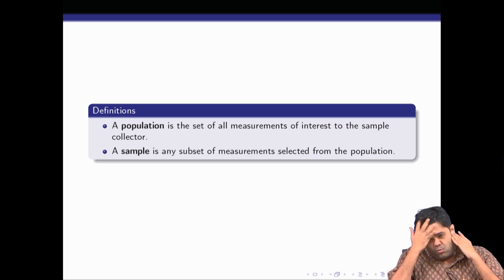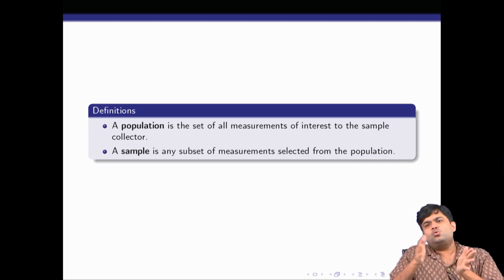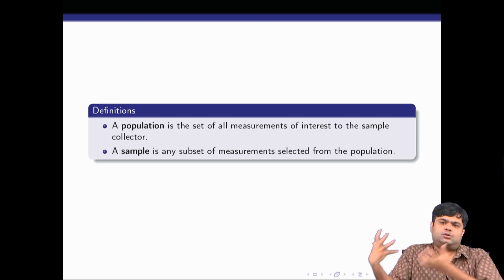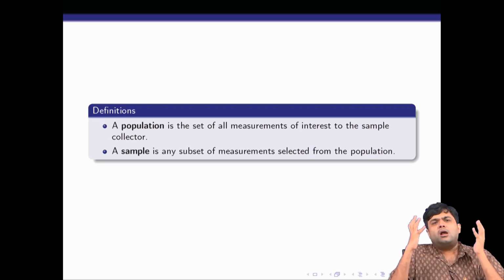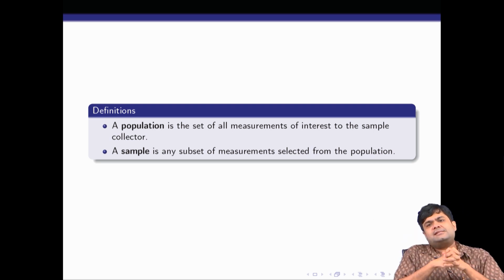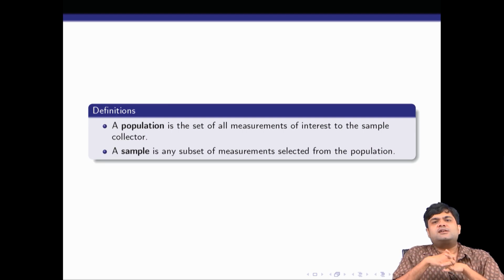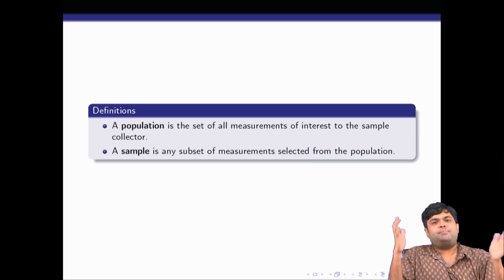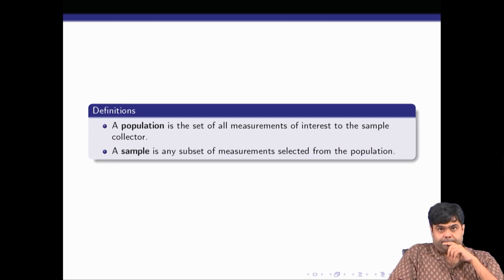So, now we are getting into the domain of classical statistics. We really need to do classical statistics for some time to introduce you to the techniques that are extremely relevant for big data analysis. Statistics essentially is inferring about a population based on a sample. A population is the set of all measurements of interest to the sample collector, and a sample, or data, is a subset of measurements collected from the population.